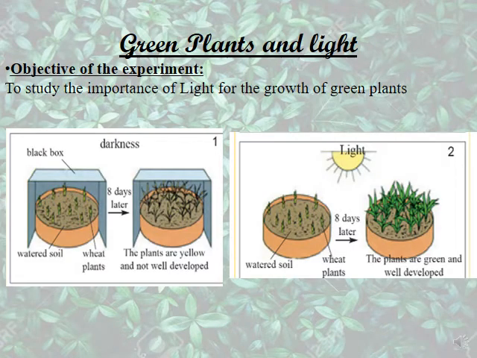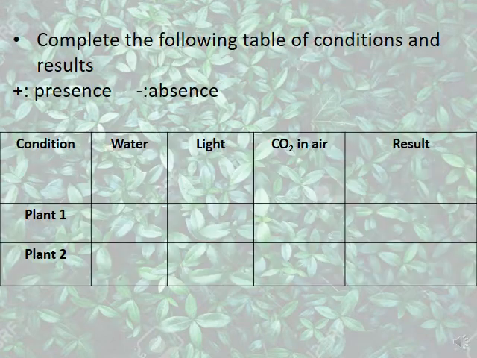Third experiment, about the light. The objective of the experiment is to study the importance of light for the growth of green plants. Plant 1 is placed in darkness, plant 2 in the presence of sunlight. Plant 1, in darkness, has a yellow color and is not well developed, while plant 2 is green in color and well developed. Complete the following table of conditions and results. Plus means presence, minus means absence.